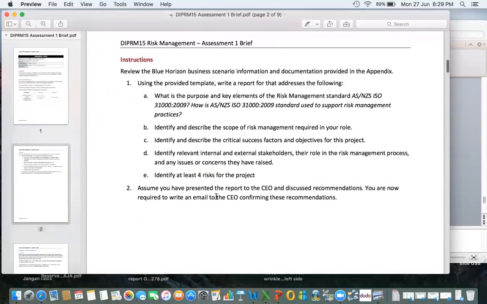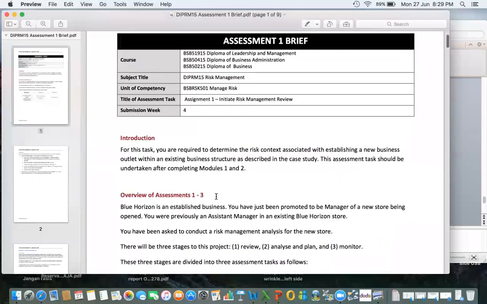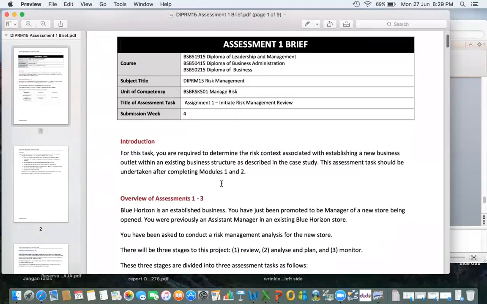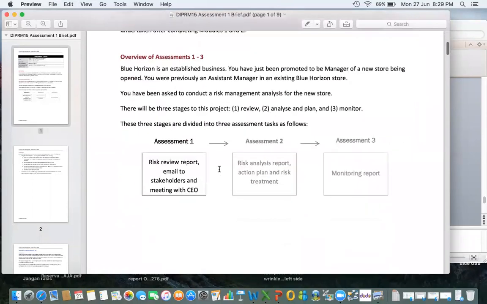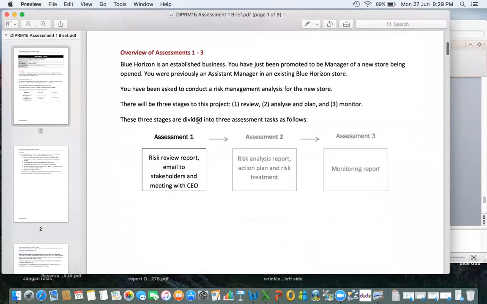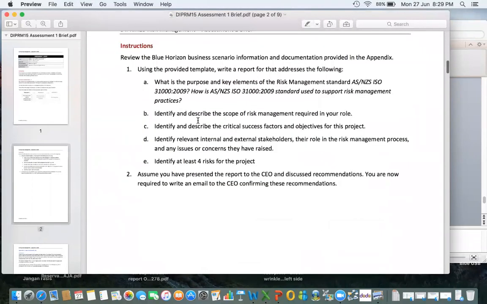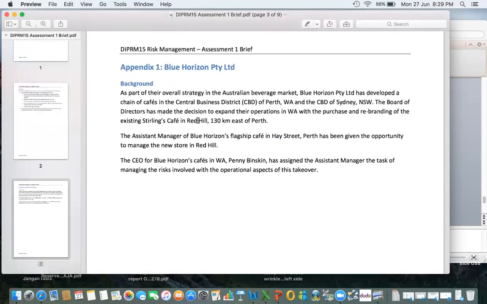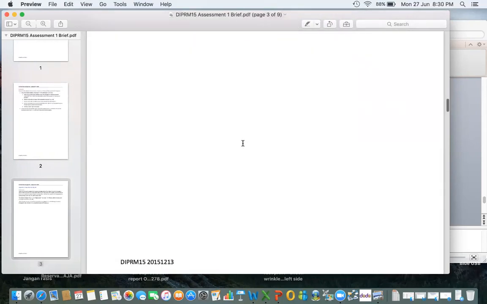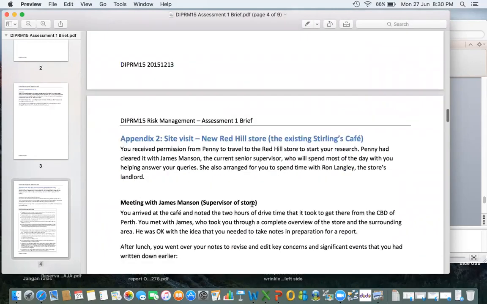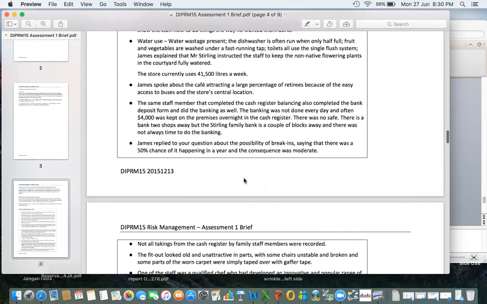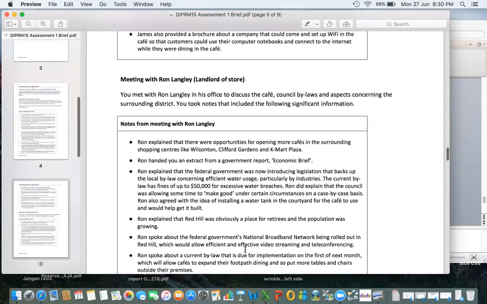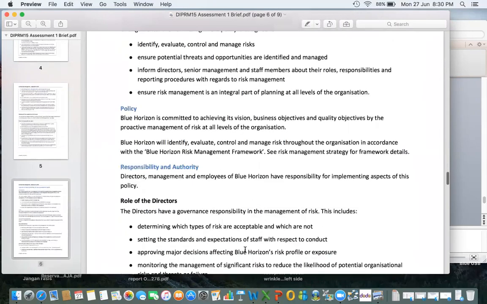This is our assessment, and that's the introduction, a bit of an overview of the assessment, which is basically about Blue Horizon. They are expanding the business, so there's a bit of a rebranding project in there, and a bit of outlet or retail management as well. Please read the appendix as well, because that tells us a lot of information. And site visits, please make sure that you read these as well, including appendix 3.